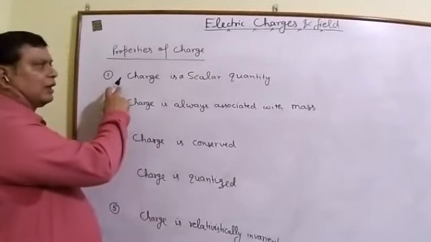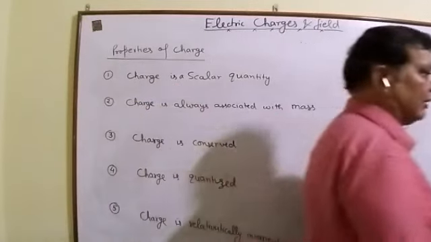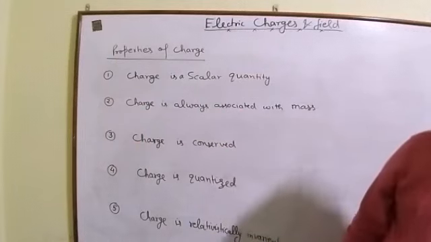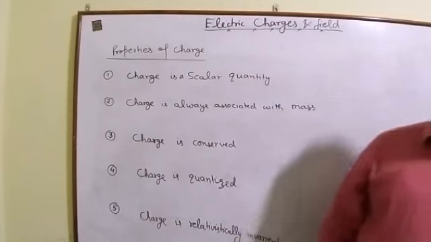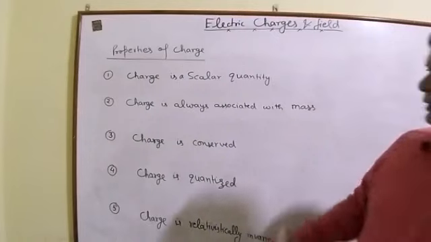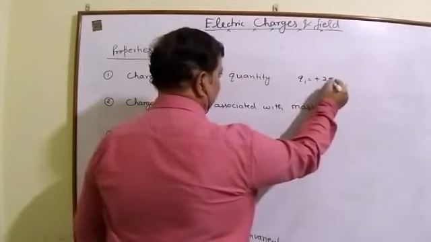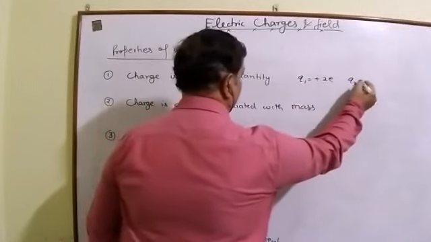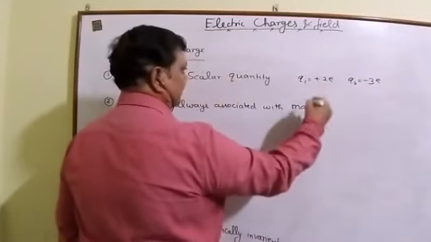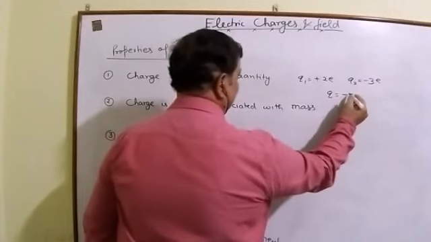First property of the charge is a scalar quantity. Means whenever any 2 particles having different charges and we have to add the charges, then we can add them algebraically. Means if one charge is suppose plus 2e, another charge is q2 equals to minus 3e, and if I say what is the net charge, so net charge will be plus 2e and minus 3e, that will be minus e.